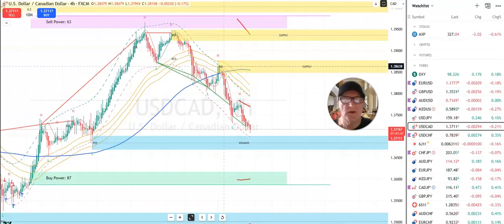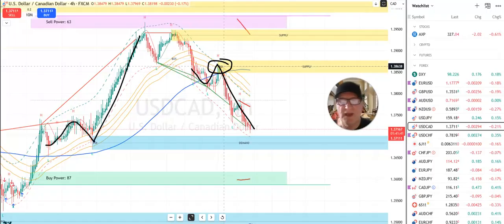There was a sell here on the US Canadian. See how it comes back into the golden zone? Golden zone makes money. See how the price moves into the golden zone? Golden zone makes money.